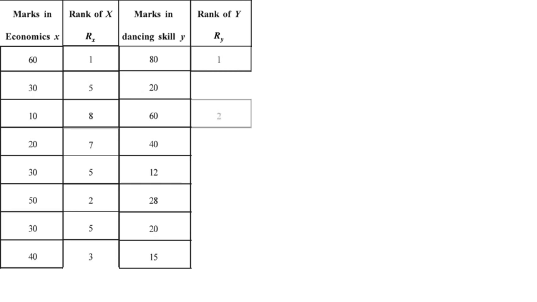The highest marks are 80. The next is 60. After 60 comes 40, that is the third rank. After 40 comes 28, that is the fourth rank. Now 20 has been repeated twice. That is the fifth rank and the sixth rank.